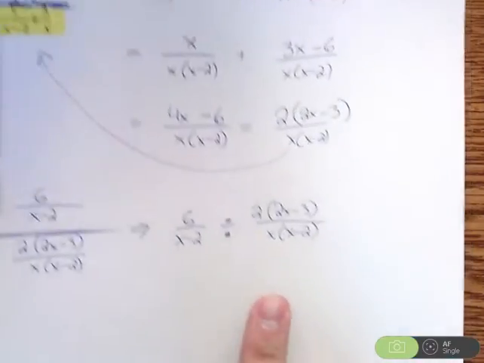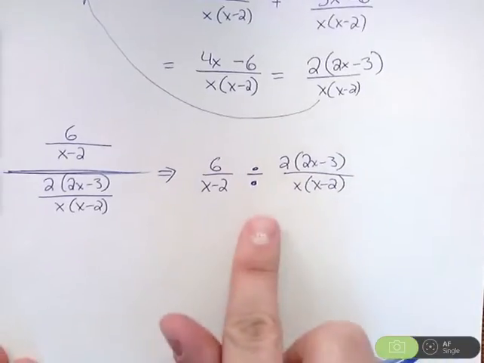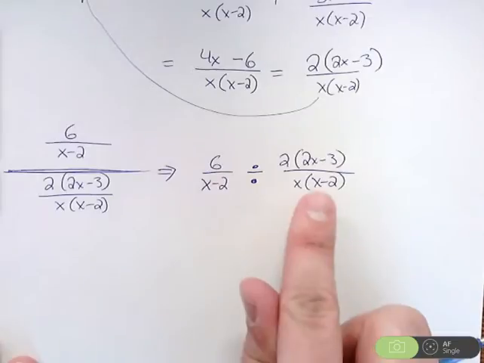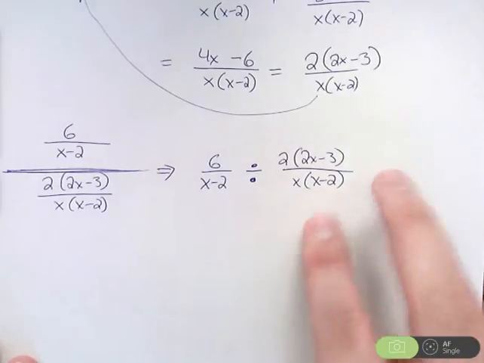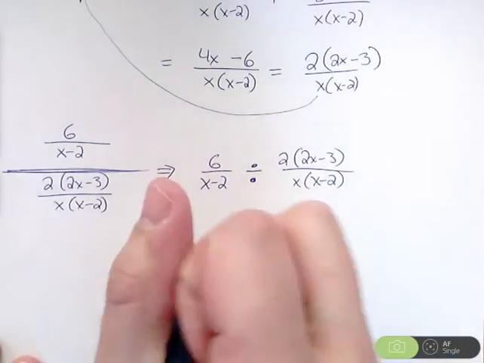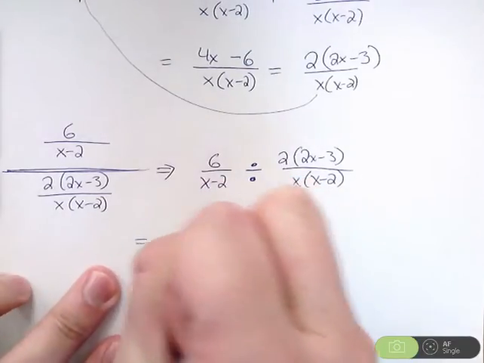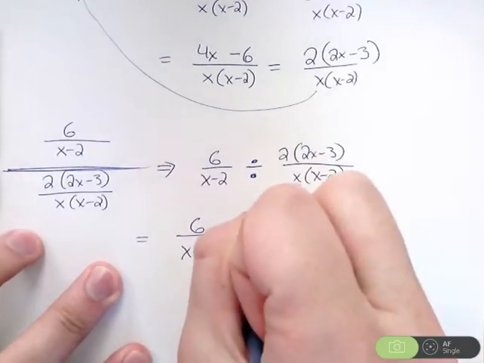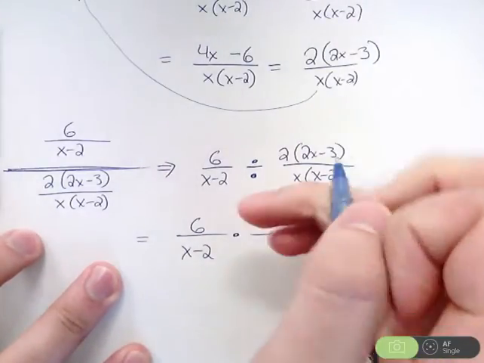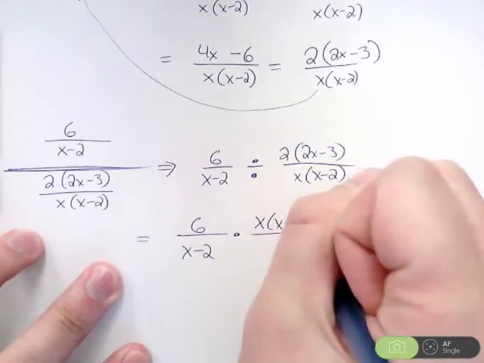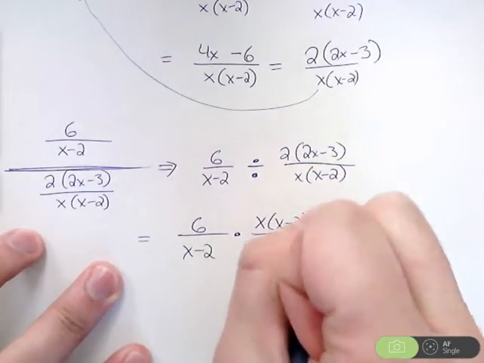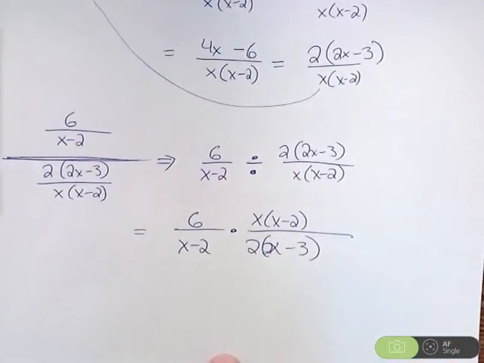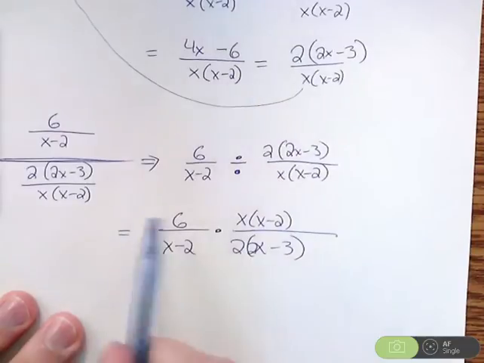So we have to think back a little bit. What do we do when we have two fractions and we're dividing? Well, we take the second fraction, or divisor, and take the reciprocal, that means flip it, and then we change this to multiplication. So the front stays the same, 6 over x minus 2. Instead of division, we have multiplication, and the bottom is now the top, and the top is now the bottom.